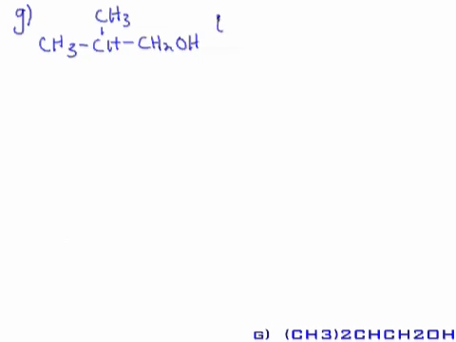Let's go with G. Structure G looks like this. The common name is named as an alkyl alcohol. This alkyl group is derived from isobutane. Pulling off an H and sticking on an OH makes an isobutyl group. Isobutyl alcohol.